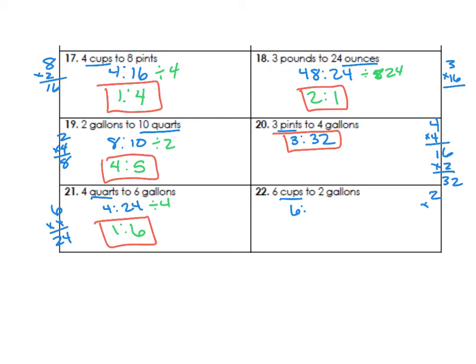I have 2 gallons, 4 quarts each one. So that gives me 8 quarts. Pints. There's 2 pints in each one. So that gives me 16. And there's 2 cups in each pint. So that gives me a total of 32.